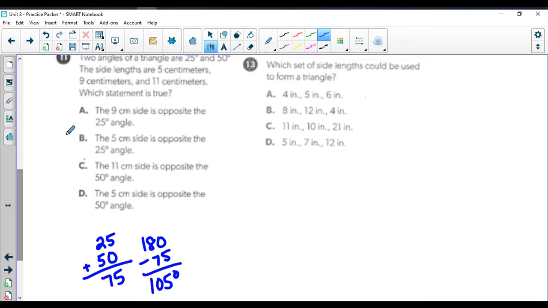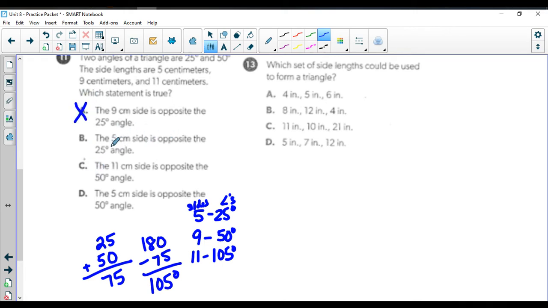So we know the sides are 5, 9, and 11. We know that the smallest side will go with the smallest angle, will be across from it. The medium side will be across from the medium angle, and the biggest side will go with the biggest angle. So these are my sides, and these are my angles. It says the 9 centimeter side is opposite the 25 degree angle. That's not correct because that's the smallest angle, but the medium side.